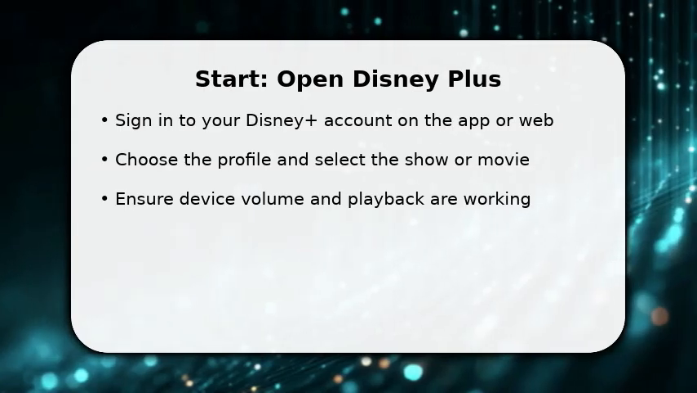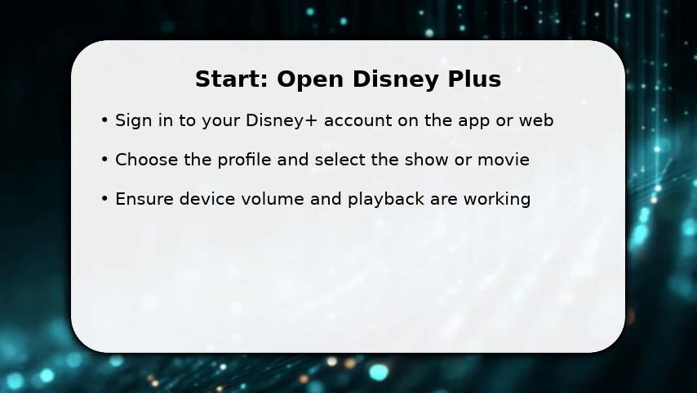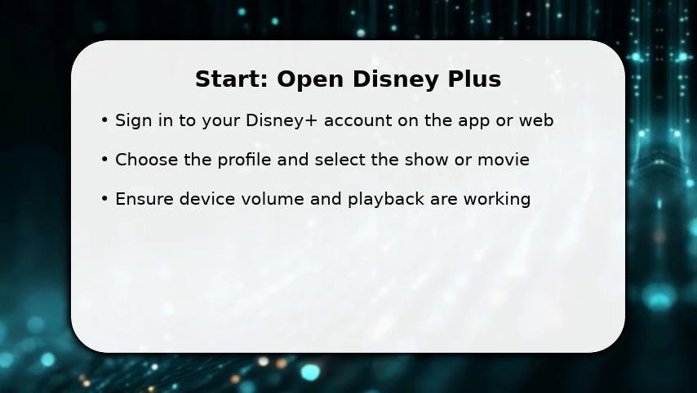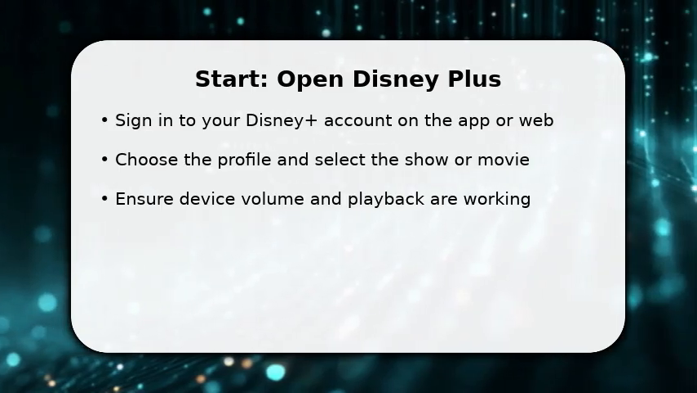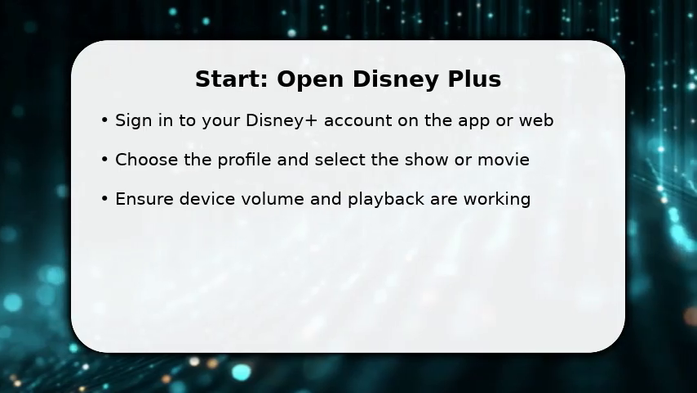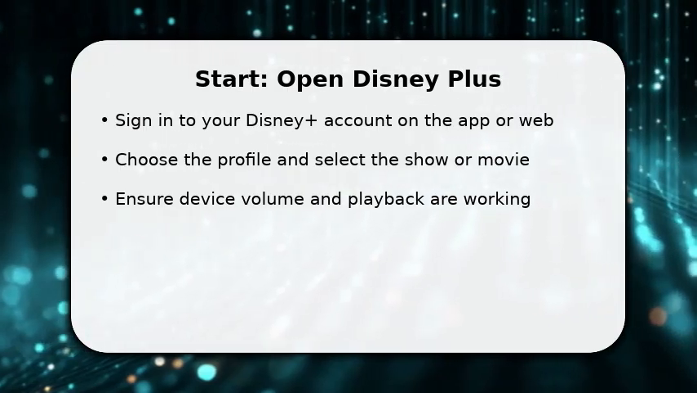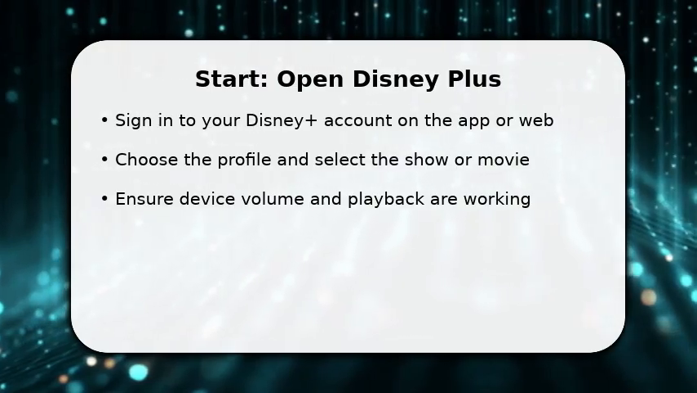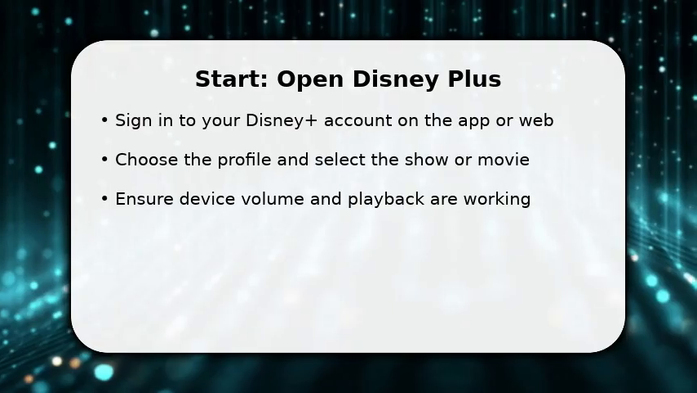You start by opening Disney Plus and signing into the profile you use to watch. This matters because captions save per profile. Once you pick a title, press play immediately and make sure audio is audible so you can confirm timing. If you're on a smart TV or streaming device, use the remote. If on mobile or desktop, use the app or browser controls.